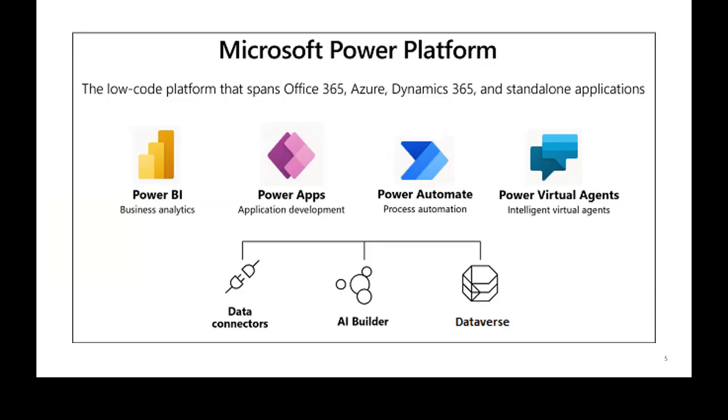So in describing what it is, we want to talk about how it's part of the bigger picture, Microsoft's Power Platform. So the low-code platform, it's not just Office 365, but also Azure, Dynamics 365, your own custom standalone programs. It's all that, reporting with Power BI, your app development with Power Apps, workflow development with Power Automate. There's this new thing called Power Virtual Agents that you can use. There's AI Builder, just hundreds of data connectors to get to different data.